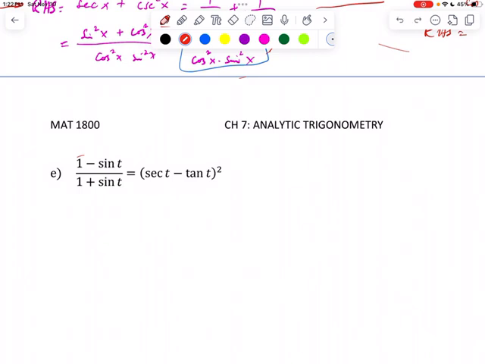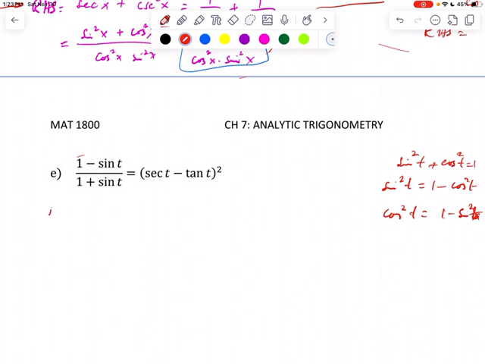But remember one thing, we have sine square t plus cosine square t is equal to 1. So from here, sine square t is equal to 1 minus cosine square t, and cosine square t is equal to 1 minus sine square t. So these are something that you should remember.